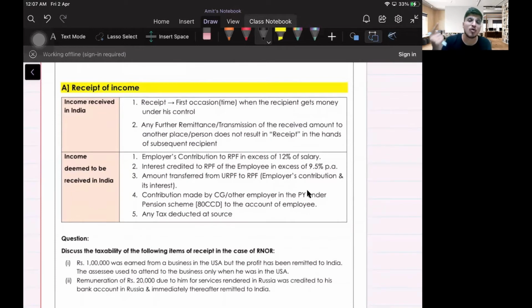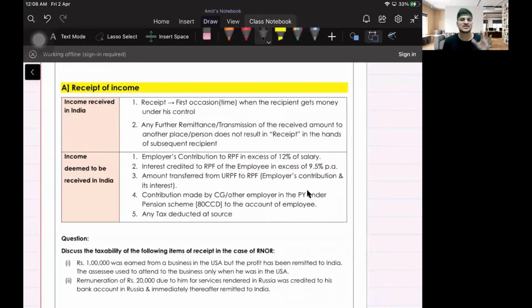Second, interest credited to what? RPF of the employee in excess of 9.5% per annum. First, employer's contribution 12%. Interest credited to RPF 9.5%. If there is any amount under URPF, that is unrecognized provident fund, and if you are transferring that money to recognized provident fund, then in that case also it is deemed to be received in India. Fourth point, contribution made by central government or other employer under the pension scheme under section 80CCD to the account of the payee. Who made the contribution? Central government and other employer. Where? In the schemes given under 80CCD, they made the contribution. Then it is deemed to be received in India.